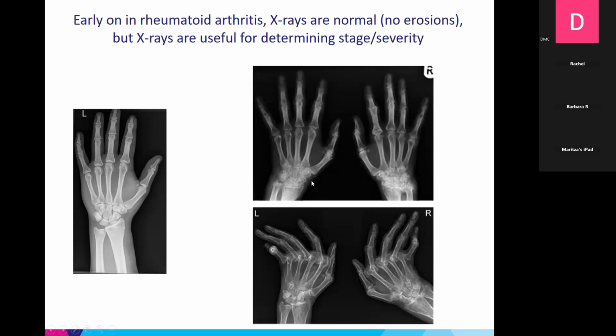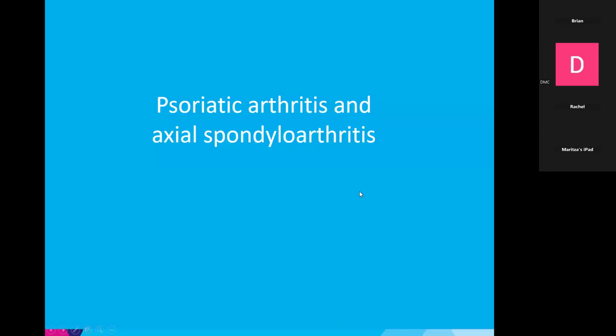So again, X-rays are helpful to see, at the beginning, what are we dealing with? And if there are early signs of inflammation already damaging the bones, that would propel you to use a stronger medicine, perhaps, for such a person. Okay, so that's rheumatoid. Let's talk about psoriatic arthritis and axial spondyloarthritis.